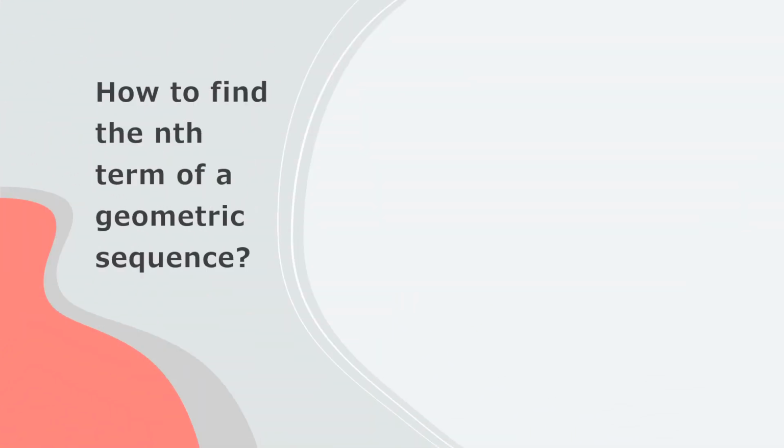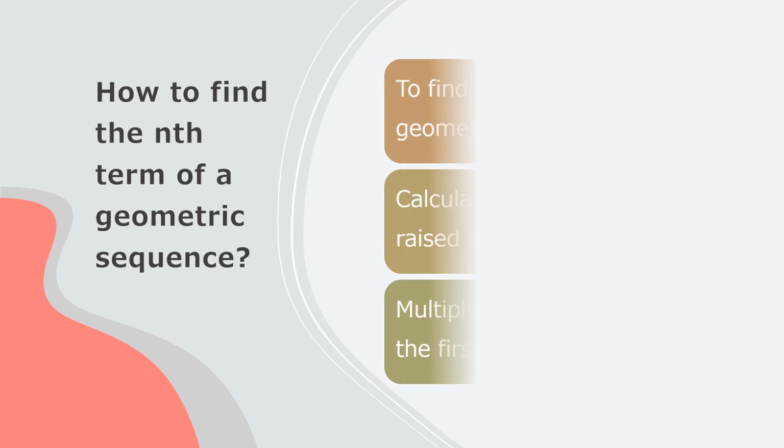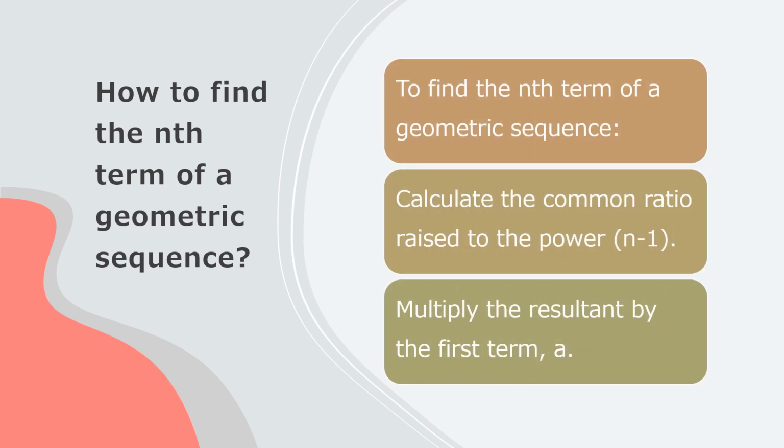How to find the nth term of a geometric sequence? To find the nth term of a geometric sequence, calculate the common ratio raised to the power n minus 1. Next, multiply the resultant by the first term a.